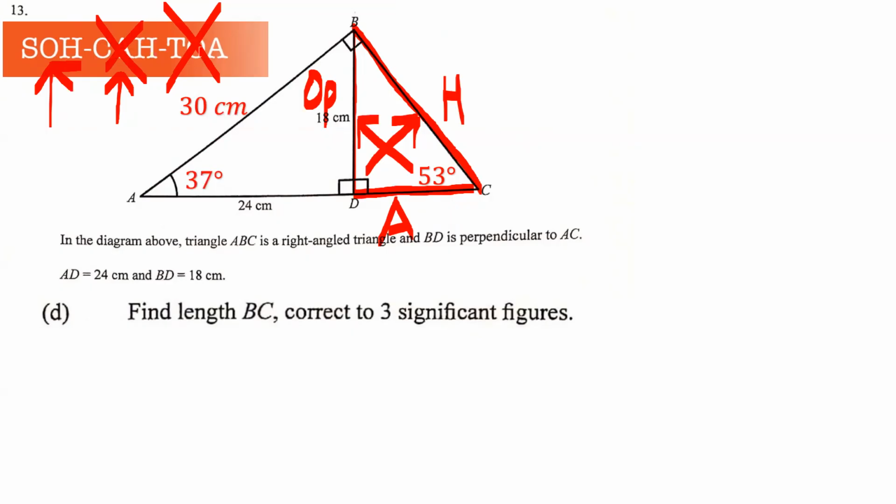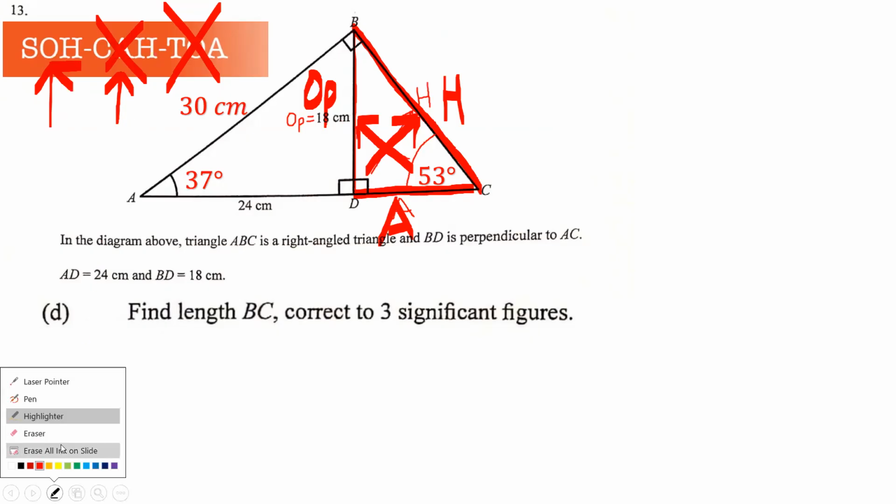We can't use tan because it doesn't have the hypotenuse. We could have used cosine, but the only problem is we don't have the adjacent side, so we can't use cosine. Cosine would have been good because we're trying to find the hypotenuse, but if we had the adjacent, then we could have used it. For sine, we have the opposite, which is 18 centimeters, and we're looking for the hypotenuse. So the hypotenuse is accounted for, so sine is the trig ratio that we're going to use for this particular one.